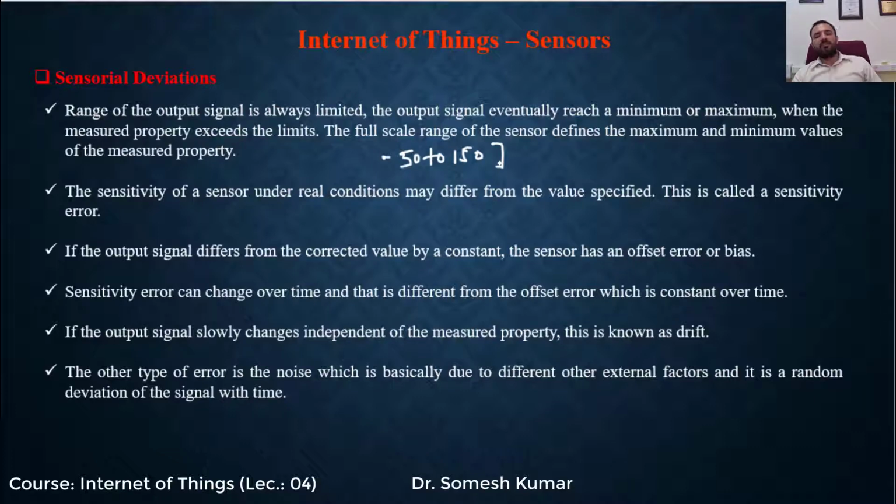And there are some other factors that can affect your sensors, called the noise. When the noise comes into the output signals of your sensors, your output can also deviate with time.